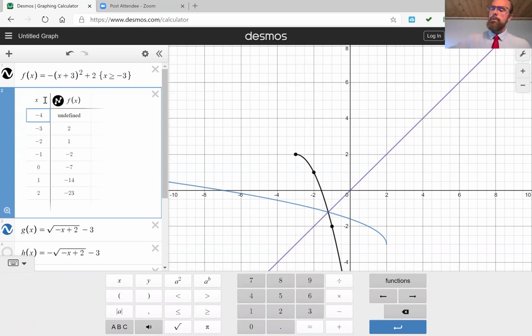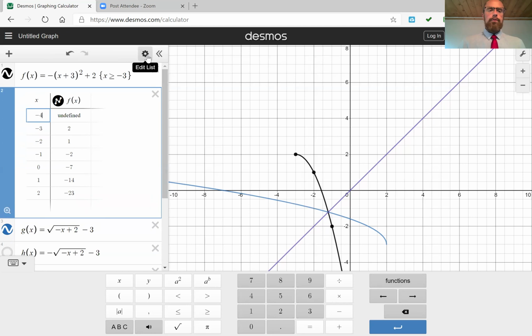So I'm going to record those values down. At -4, it's undefined. At -3, it has the y value of 2. -2 has the y value of 1. -1 has the y value of -2, and 0 has the y value of -7. If I record 1 and 2, those are off my graph. 1 is -14, 2 is -23. So I'll record them, but I won't be able to represent them well on my graph.